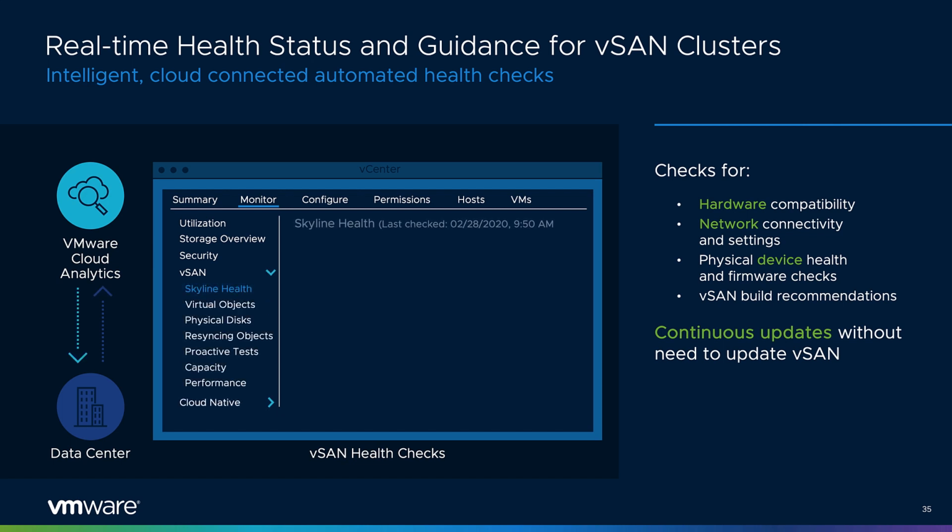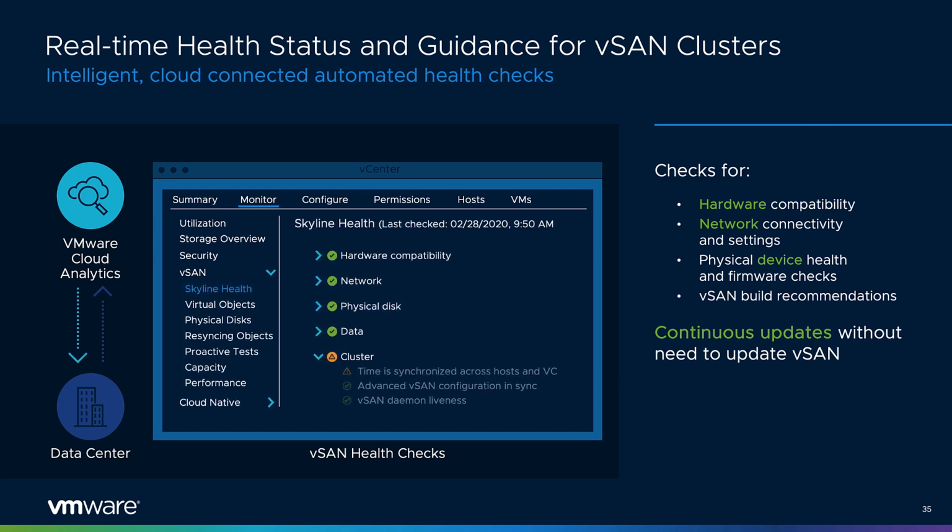vSAN Health is a cloud-connected mechanism integrated throughout vSAN. While it's most visible within the Health menu when monitoring a vSAN cluster, it is integrated throughout the product to provide the administrator with the latest checks and remedies for optimal reliability and performance. Health checks test all aspects of a vSAN environment and provide prescriptive suggestions on how to remedy an issue. Most importantly, VMware can provide continuous updates to this health check framework. Since it uses VMware Cloud Analytics, VMware can introduce new health checks without a need to update vSAN.